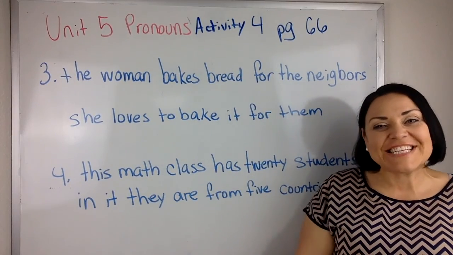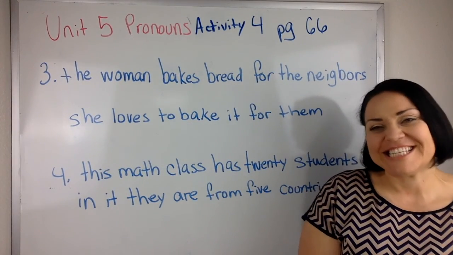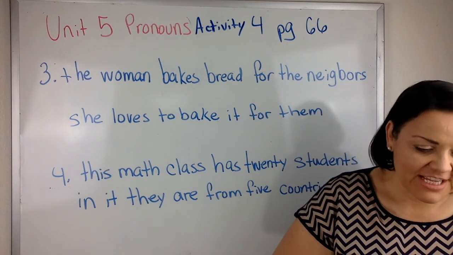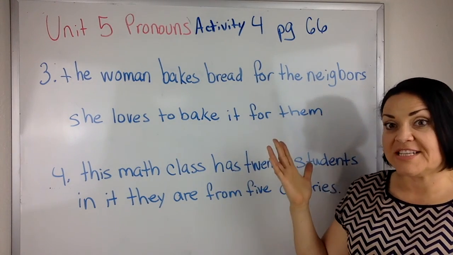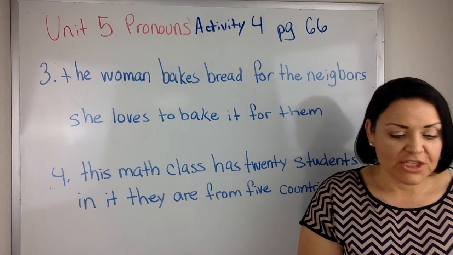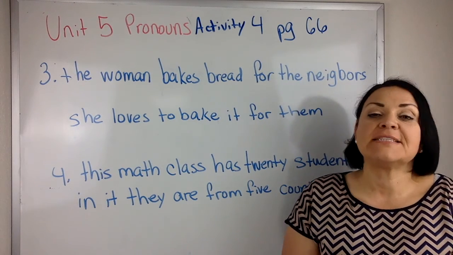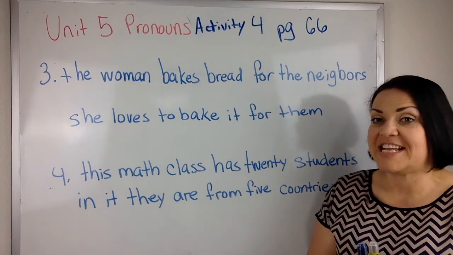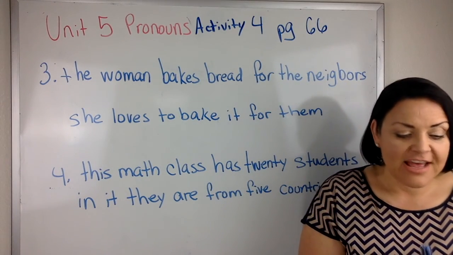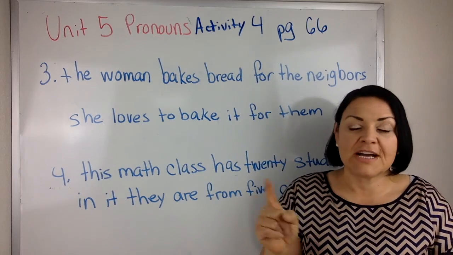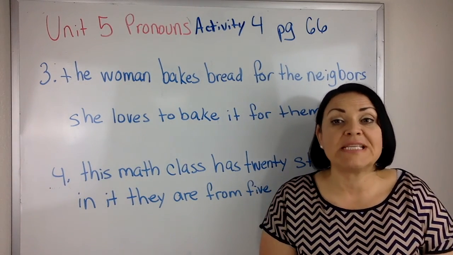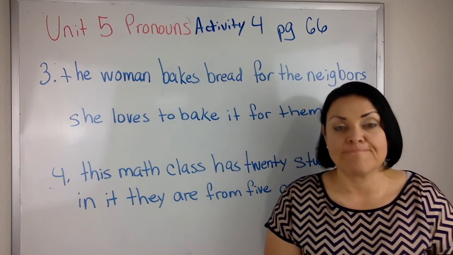Okay, we're on activity 4 on page 66. So what they want us to do in this activity is we need to make 2 sentences. We need to make sure it's capitalized and the punctuation. So what comes at the end of the sentence we need to fix. And then underline 1 time the subject pronoun and underline 2 times the object pronoun.